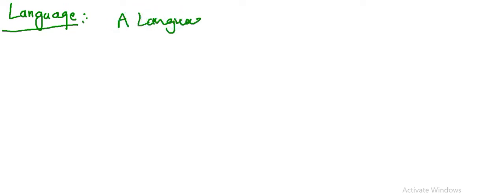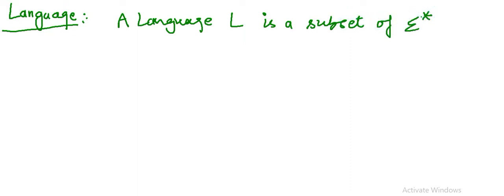A language L is a subset of alphabet star, right? And what is the meaning of alphabet star? Alphabet star is nothing but the collection of all the strings.